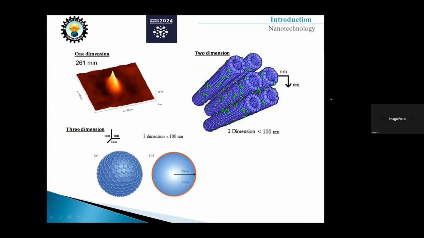Nanotechnology has 3 dimensions: 1 dimension, 2 dimensions, and 3 dimensions. In 1 dimension, any particle has one dimension at the nanoscale. In 2 dimensions, such as diameter or length and height, a minimum of 2 sides of the nanomaterial lie in the nanoscale. And in 3 dimensions, all parameters of the molecules exist at the nanoscale. That is, for example, nanoparticles.